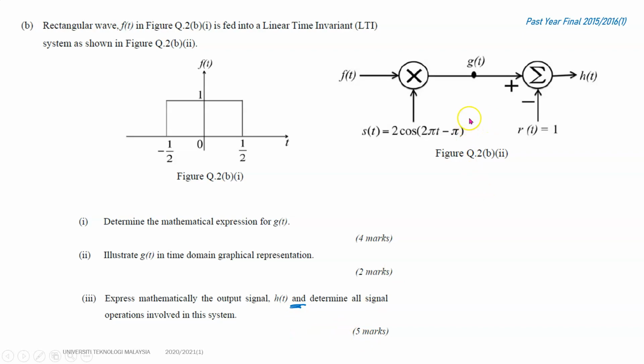Okay, so if you see the system here, this is the multiplication of f(t) with s(t), which will result in g(t). And then there is a summation here. It means that g(t) here is positive and you have to minus r(t). If you see the minus here, it means that you have to minus r(t). So r(t) is given as 1, then only you will get h(t). Even though this is a summation, it can also be minus or plus depending on the sign here. So the sign here is negative, so you have to minus.